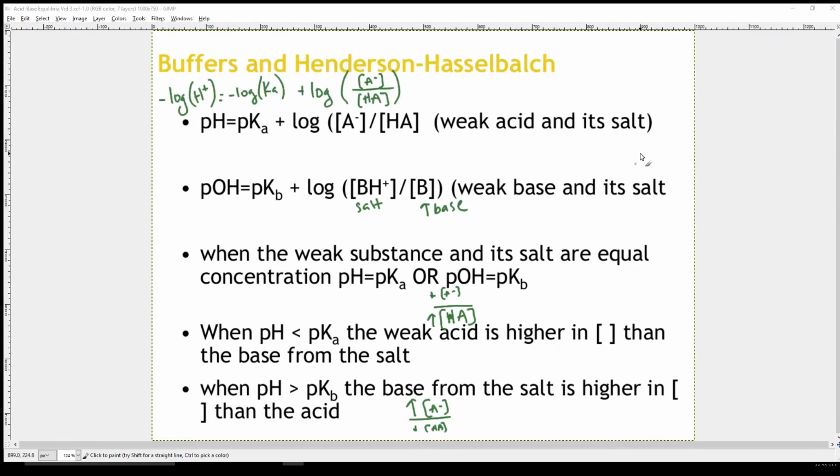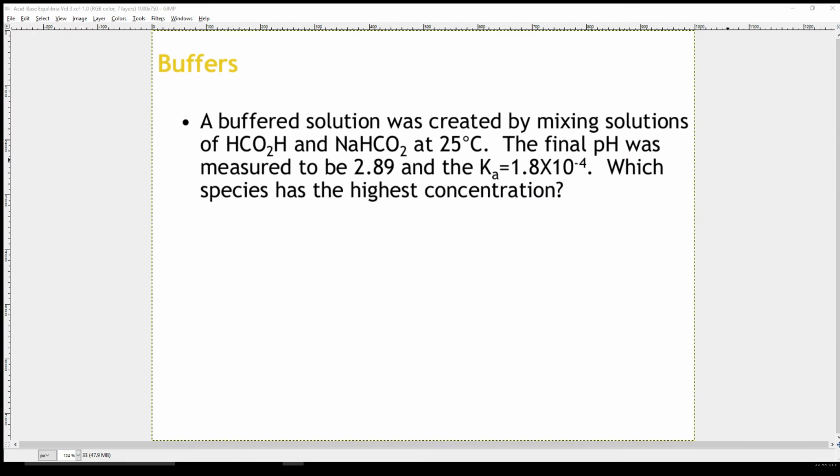Sorry if you can hear that. Somebody outside has decided to rev their engine all day. Oh well. All right, so here's a little problem.